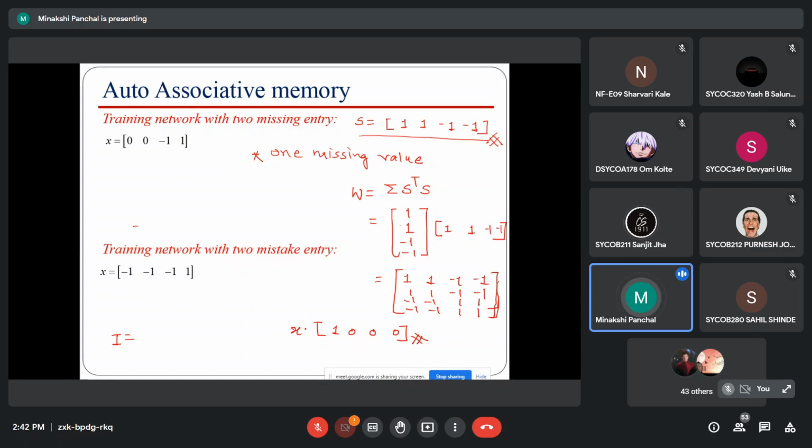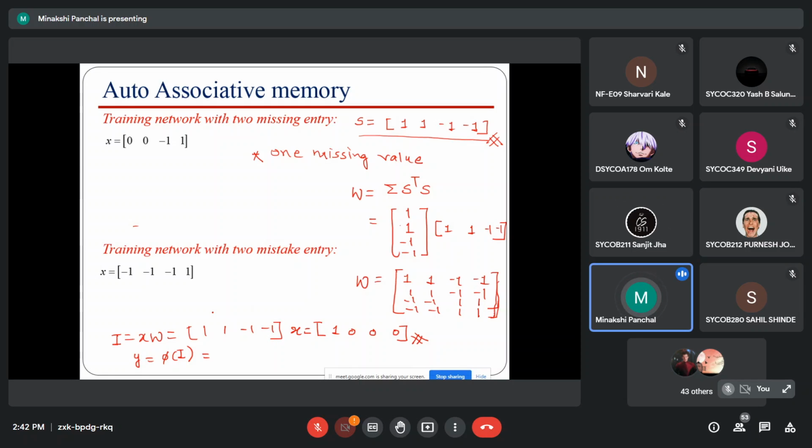This is nothing but your x. This is nothing but your w. Find I equals x into w, and then find y equals phi of I. Ma'am, I comes out as 1 1 -1 -1. Directly the value of I is coming as 1 1 -1 -1.